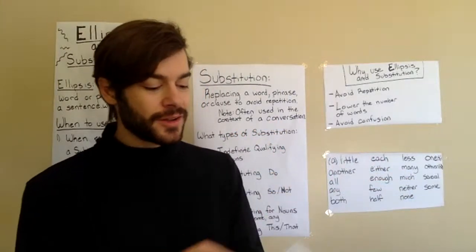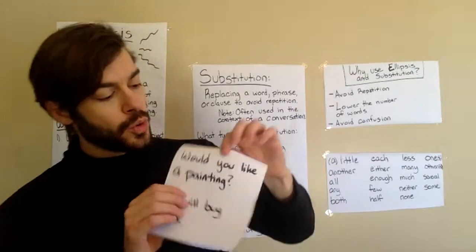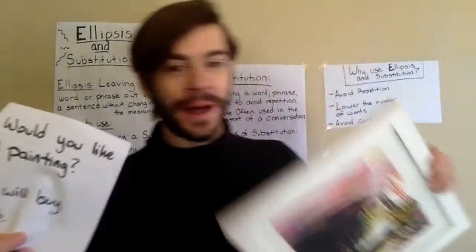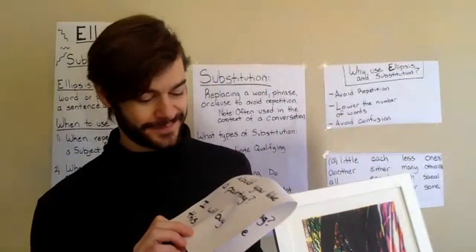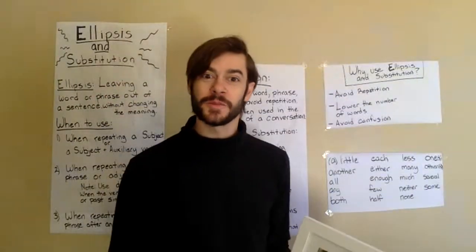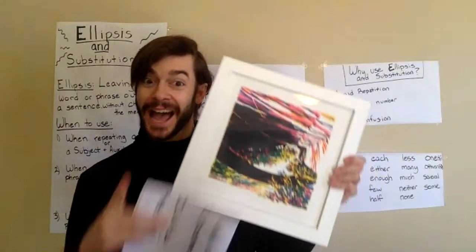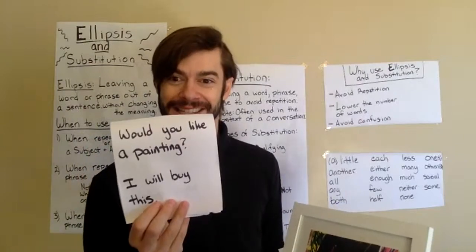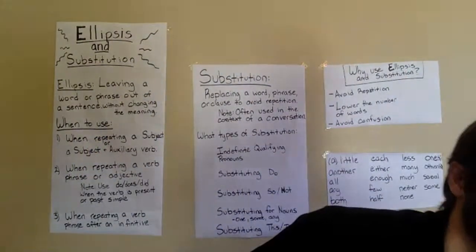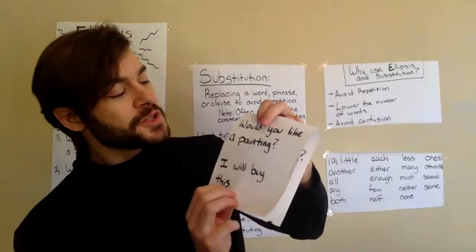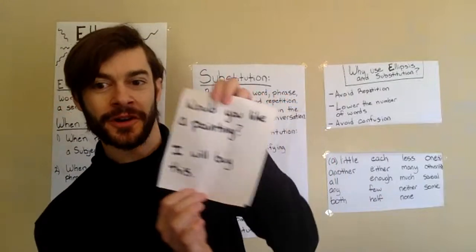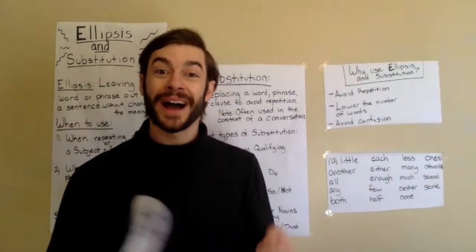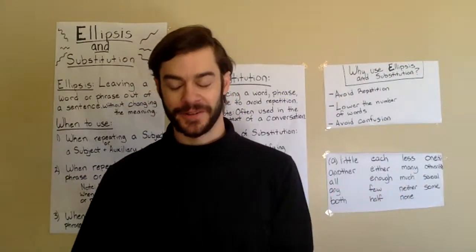So instead, we could say, would you like a painting? And I could say, I will buy this. Okay? Someone comes up to me and says, would you like a painting? I can say, I will buy this. Very good. I will buy this. Excellent. So we're substituting here a painting for this. Excellent. And remember, that's because it's close. I will buy this. Very, very good.